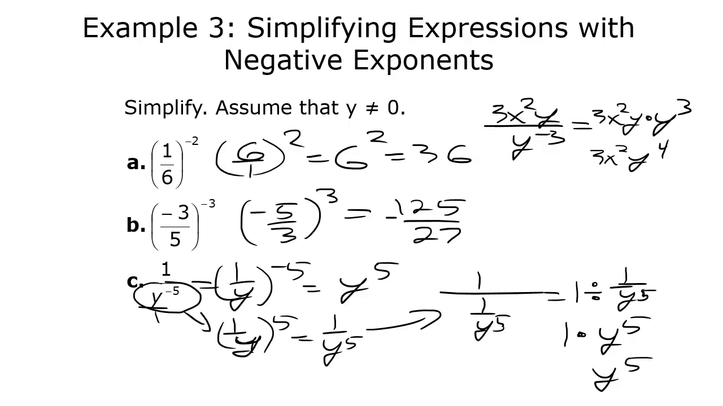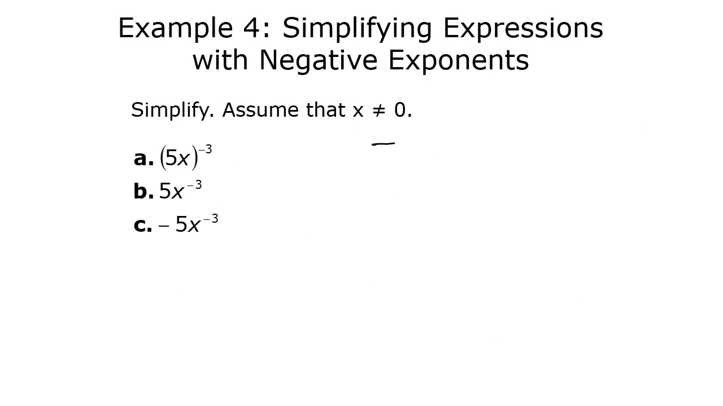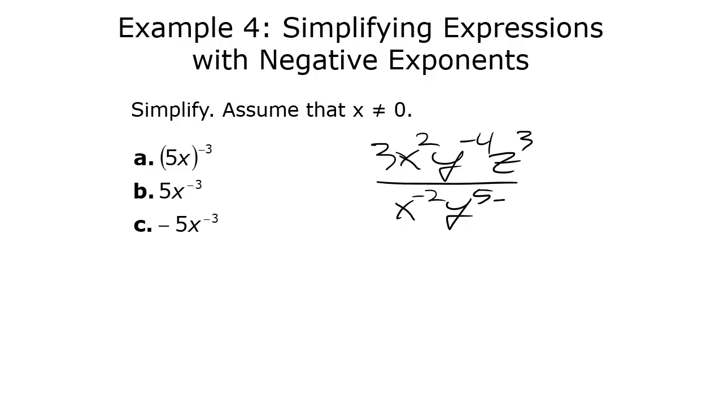So if we have something, I'll give myself some more room. Let's say I've got 3x squared y to the -4 z cubed all over x to the -2 y to the 5th z to the -5, right? Well, we've got some traitors. These guys want to defect to the other side. These guys want to defect to the other side. And these guys want to defect to the other side. And that's basically what happens. They just change teams.